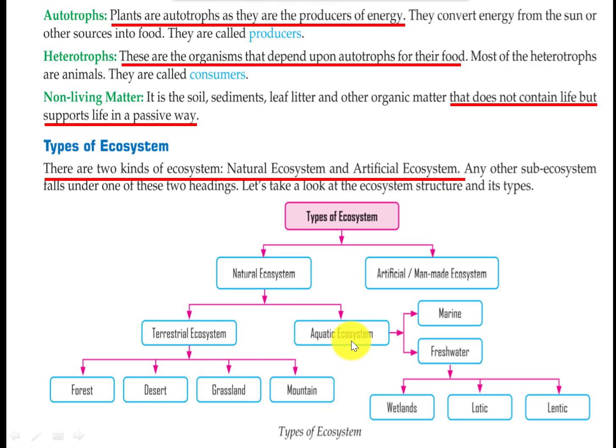And aquatic ecosystem is marine and freshwater. And in freshwater, we include wetlands, lotic and lentic. And the other is the artificial or man-made ecosystem.